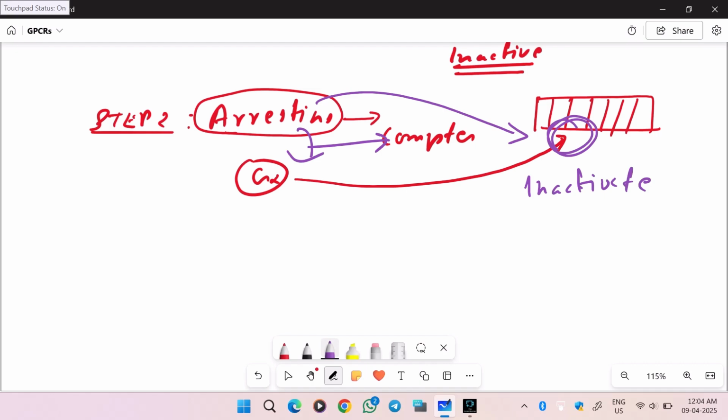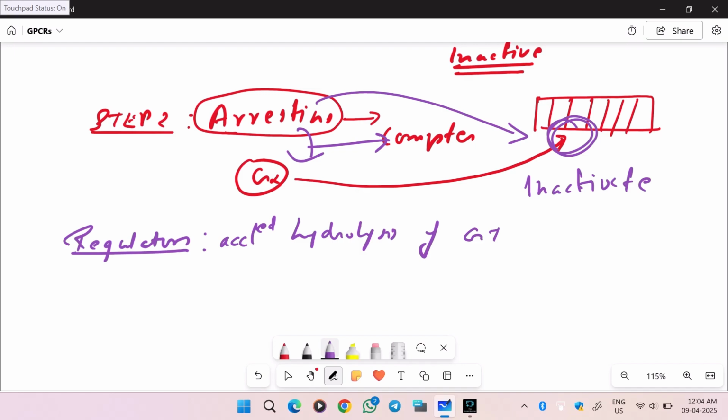Okay. Now, regulators of G protein signaling. Now we will look into the regulators. Right. So they accelerate the hydrolysis of GTP by G alpha. This regulation is actually by the accelerated hydrolysis of GTP by G alpha, right? So this accelerated hydrolysis will cause the conversion of GTP to GDP as we discussed, and will ultimately inactivate the GPCRs, the G protein coupled receptors.